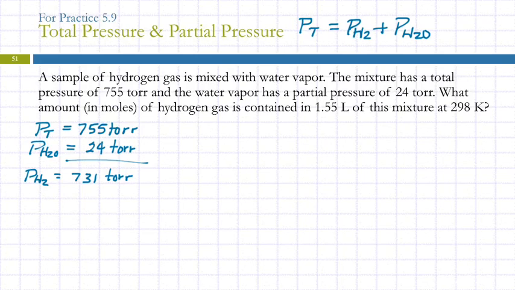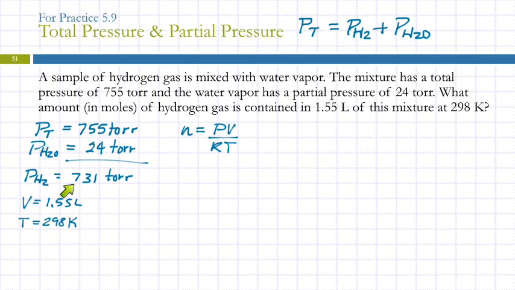Okay, so that's nice. We found something out, but what are they asking us for? Moles. Moles of hydrogen. Well, we've got a pressure. That's very nice. What else do we have here? We have a volume, 1.55 liters, and we have a temperature, 298 Kelvin. We're looking for moles. We're looking for n. What equation do we need? Ideal gas law. PV equals nRT. So that is rearranged to n equals PV over RT.